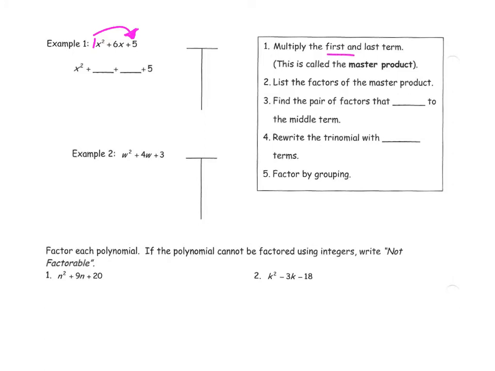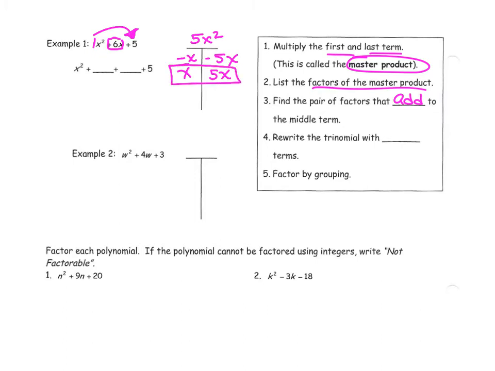We're going to multiply the first term to the last term, and we call that the master product. So this 1x squared times 5 is really 5x squared. That's the master product. You're going to think of the factors that multiply to the master product. So I have negative x, negative 5x, and I have positive x and then positive 5x. But I want to find the pair of factors that are going to add to the middle. I want to add to 6x. Well, the only numbers that I can add together to get 6x are x plus 5x.